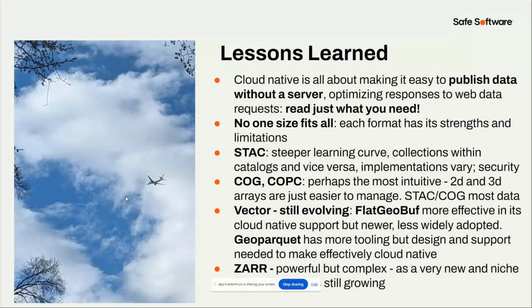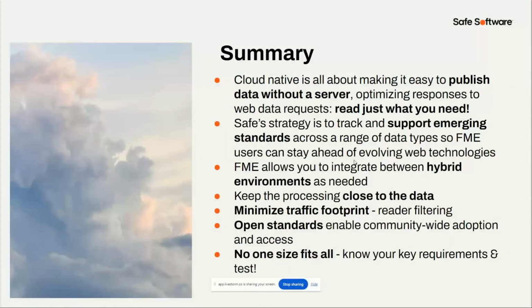COG and COPC are probably the most intuitive because we said 2D and 3D arrays are probably overall easier to manage. Vector cloud native is still evolving. FlatGeobuf seems to be a bit easier to configure because it's already spatially indexed, but GeoParquet has a bit more tooling. And ZARR is powerful, but fairly complex, and it's a kind of niche format.